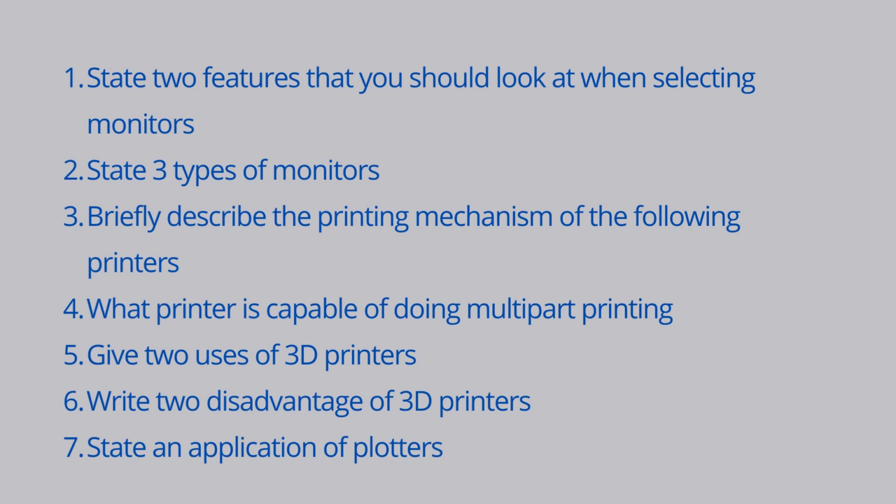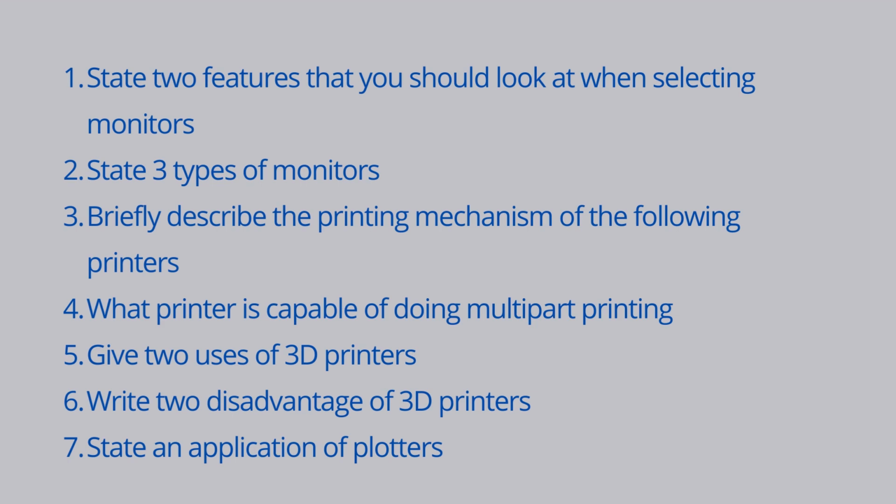Number five, give two uses of 3D printers. 3D printers are used to print 3D models and artificial limbs. Number six, write two disadvantages of 3D printers. We mentioned 3D printers use a lot of energy, and the plastic that is used for printing can cause environmental damage. Number seven, state an application of plotters.